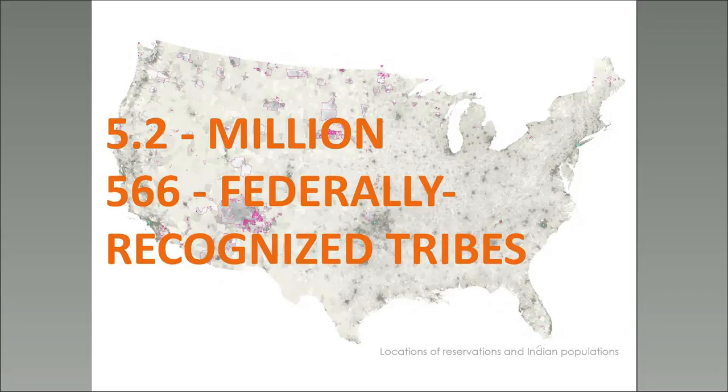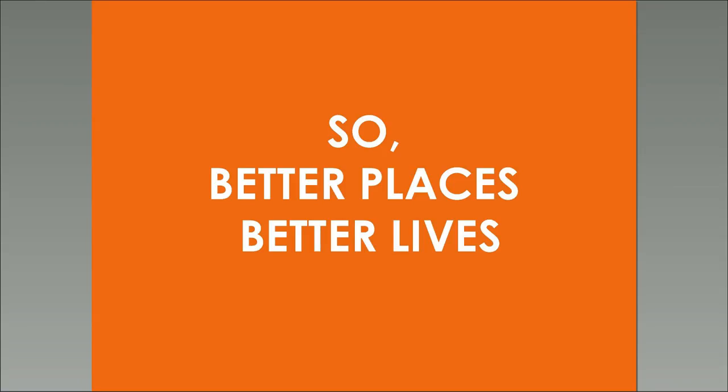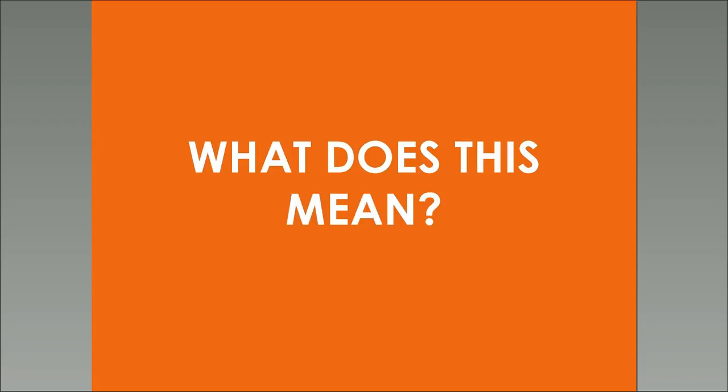There are 5.2 million Indians in the country and 567 federally recognized tribes. How do they all get along? How do we share resources? How do we move forward from there? So this idea of going back and forth between better places and better lives: how do we take the knowledge that we have as architects, planners, designers, artists, and really invest in place? The hope is that the result gets back to better lives for those communities.